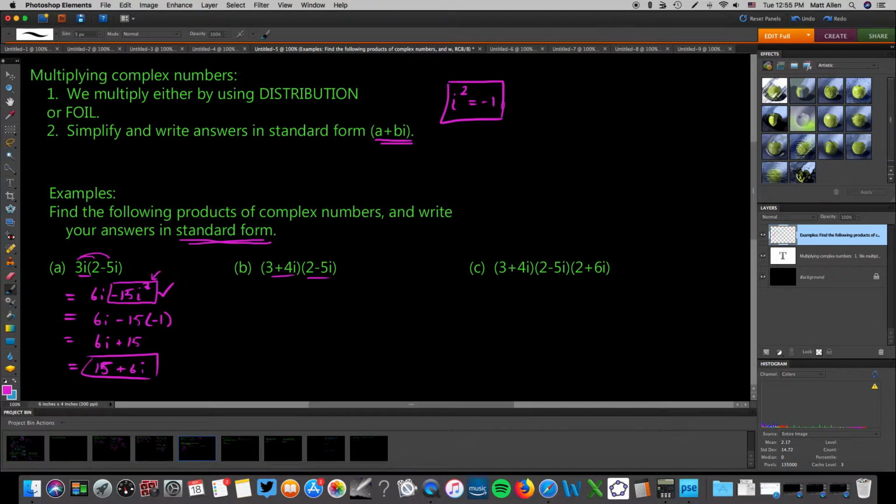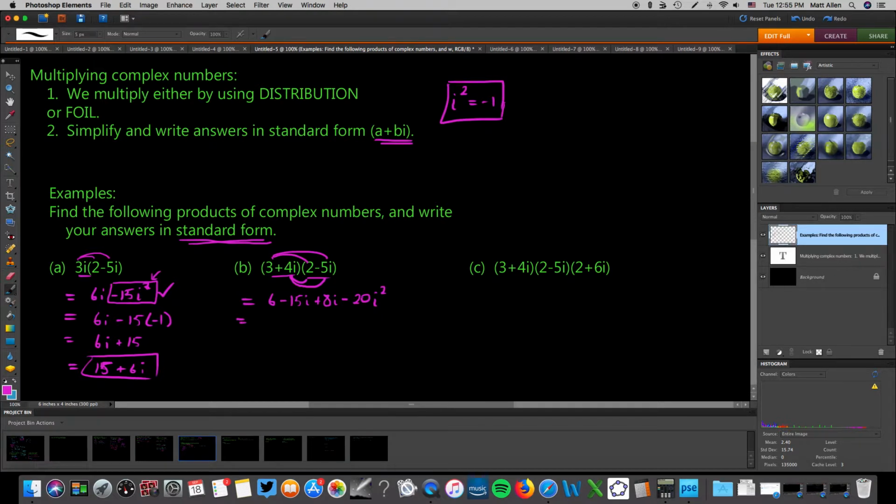Now you heard me mention FOIL. We can FOIL to find our product here between these two complex numbers. So let's go ahead and do so. We get 3 times 2, 6. 3 times -5i, I suppose that would be -15i. And we take our 4i, our inner, 4i times a 2 would be an 8i. And then a positive 4i times a -5i. Positive times a negative is a negative. We get -20, and this is important, we get i times i, or i squared.